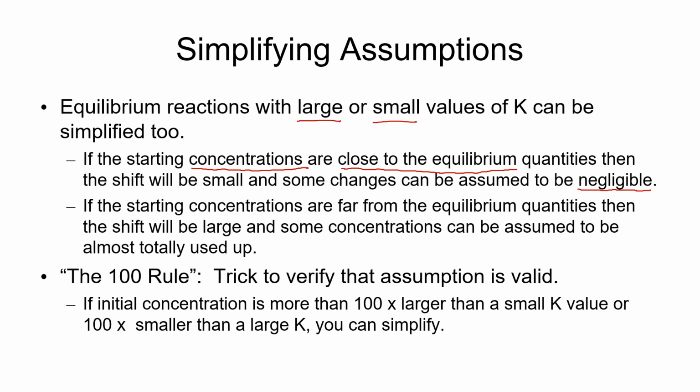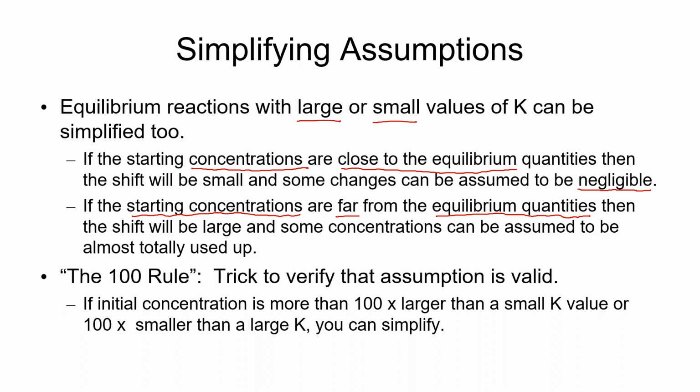Now the other possibility is if the starting concentrations are a long way from the equilibrium concentrations, if the K is a lot different than what you're starting with. That means you can have a big shift, and you can use a simplifying assumption that the equilibrium shifted completely to one side or the other. It's not entirely true, but it's close enough with the sig figs that you can use that assumption to simplify your solution. So how do you tell whether or not you can use this?